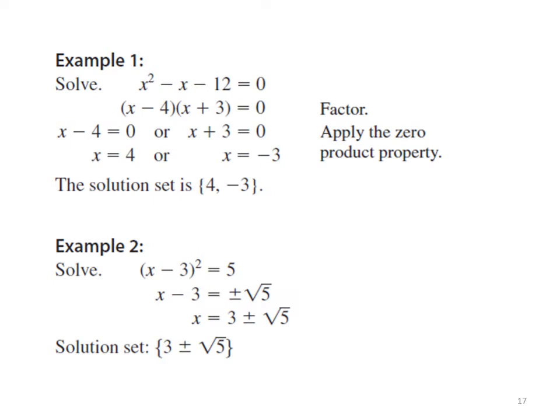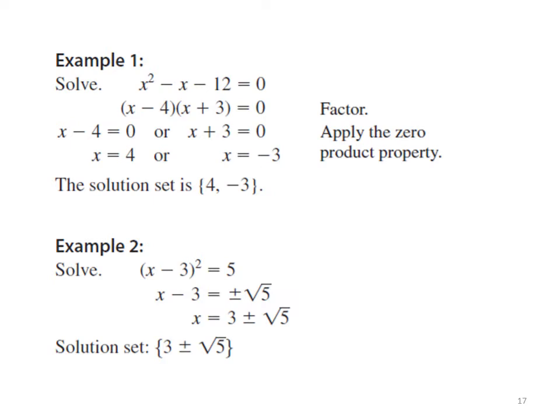The solution set now will have two numbers, 4 and minus 3. Again, these being solutions to the equation, to check the solutions, if you substitute x equal 4 in the left-hand side of the equation, you should get 0. The same thing for x equal minus 3. If you substitute x equal minus 3 in the original equation, you should also get 0. Both of these are solutions.